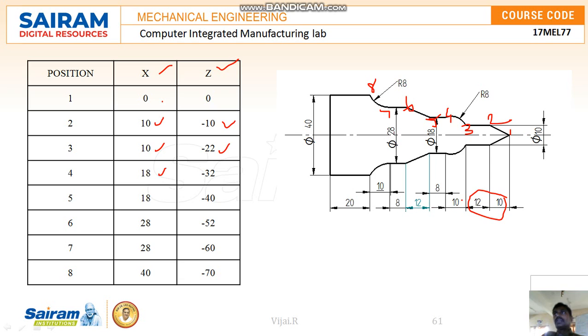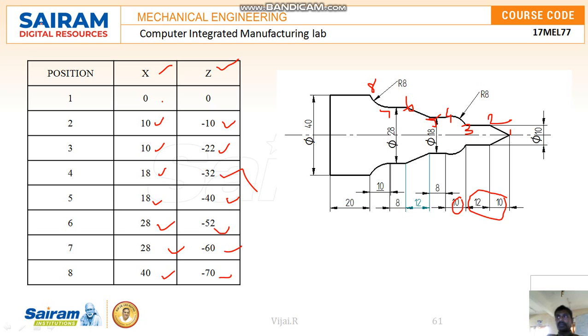here. So that, and 18 minus 40, 28 minus 52, 28 minus 60, 40 minus 70. So this is how all these points work. First we have to make a tabular column, and the coordinate points we are going to write in a tabular column format. After this we are going to write the program.